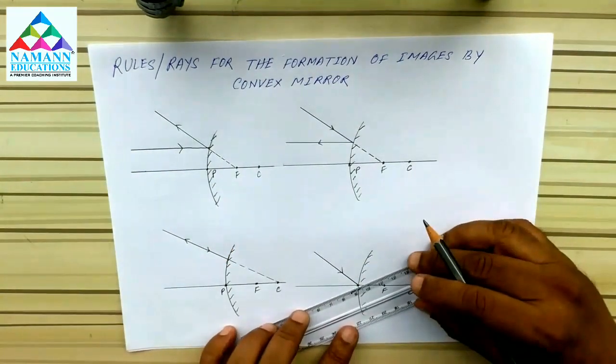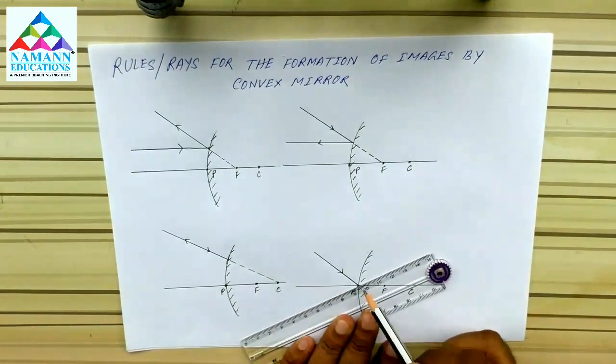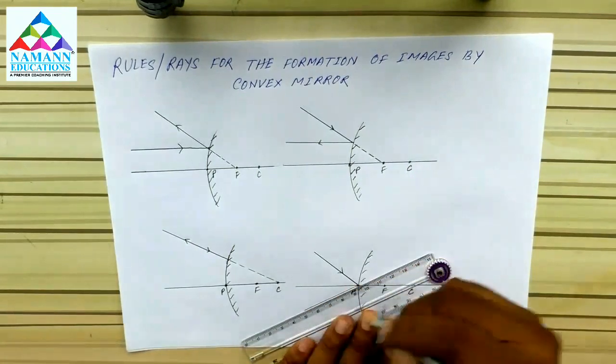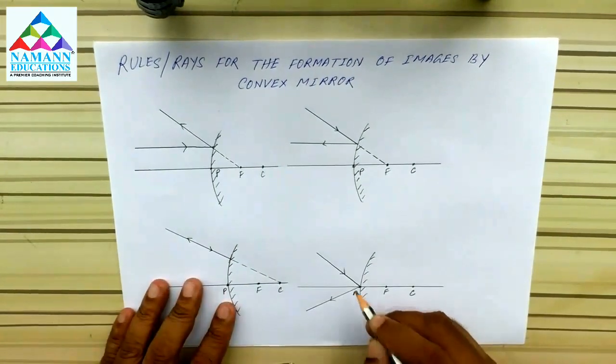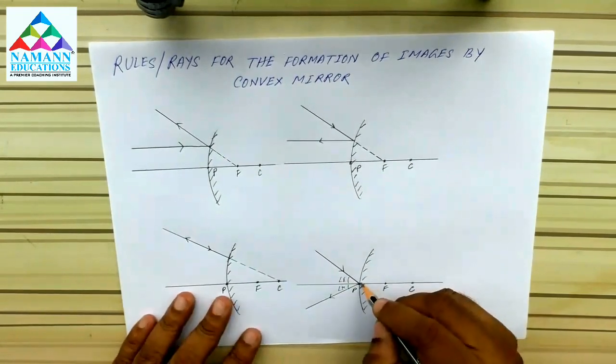So this line will behave like normal. And this is the reflected light ray. These two angles should be equal, angle of incidence and angle of reflection, and we can extend it back. That will help us in formation of images.